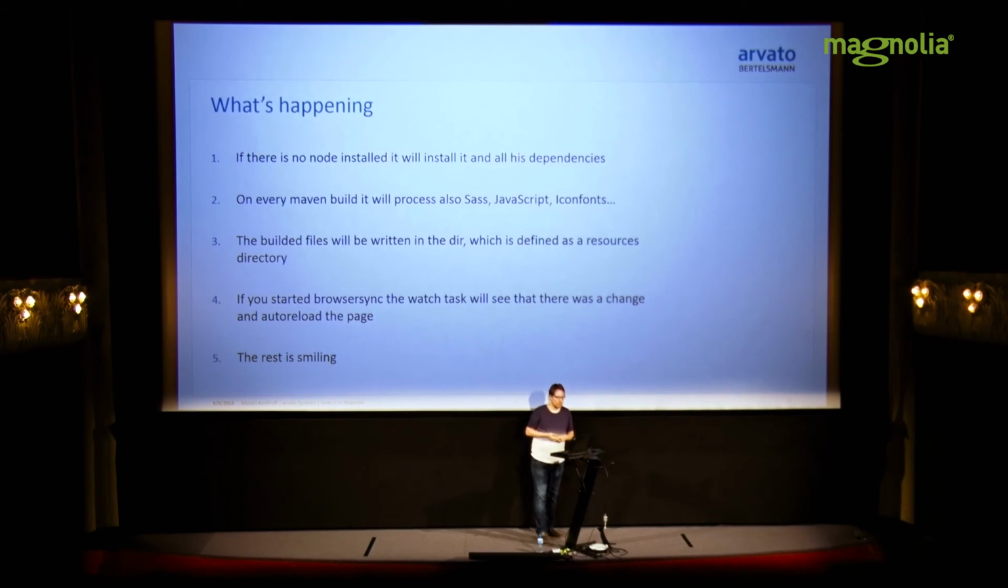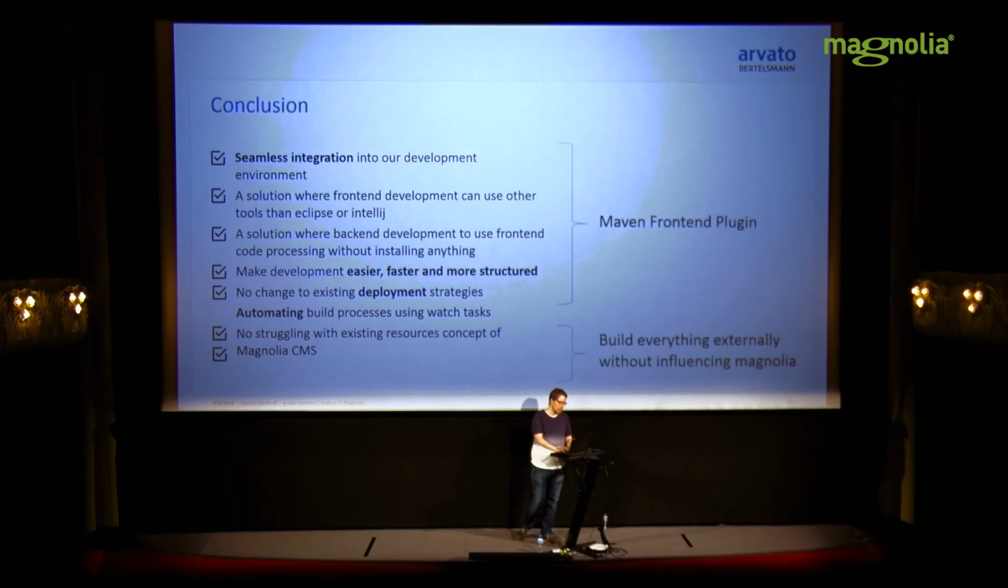What's happening? The conclusion. If there is no Node installed locally in your project, it will install Node. Then it will build every time your Maven build is running. The built files are then written to a directory which is defined as a resource directory. And if you start browser sync, it will also reload the page. So we got everything we need with this solution.